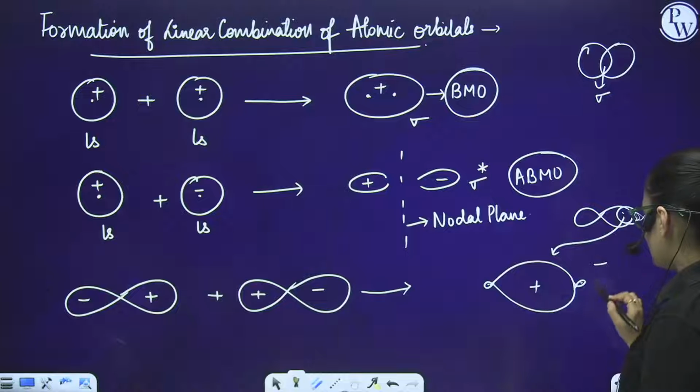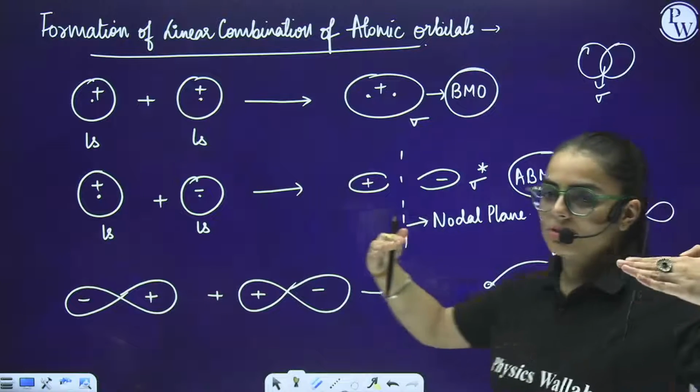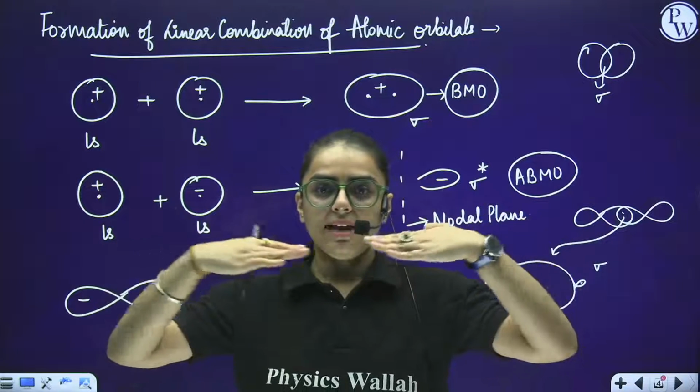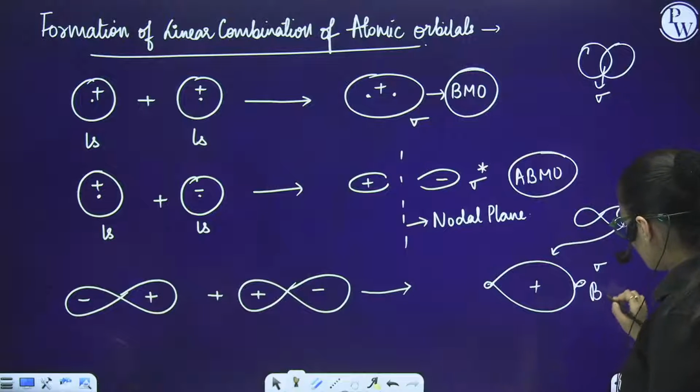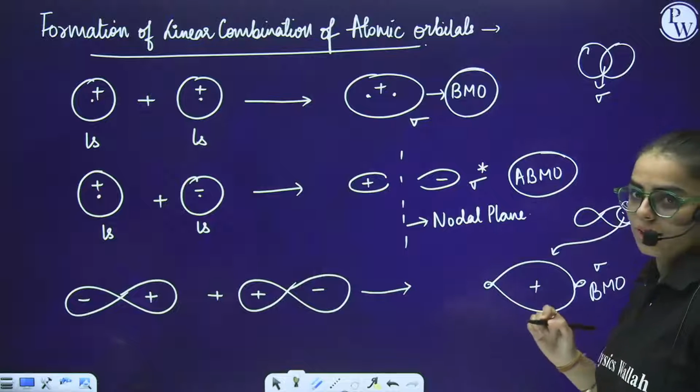So this is again the creation of which kind of bond? Sigma bond. Why? Because this is again an overlapping like this. Axial overlapping leads to the formation of sigma bond. And this shows you the bonding molecular orbital. This is the constructive one. Let's talk about now the destructive case.